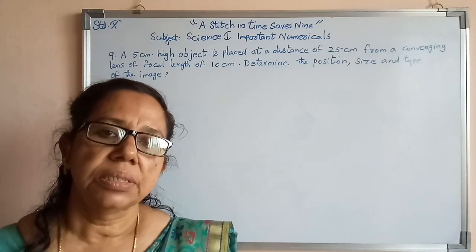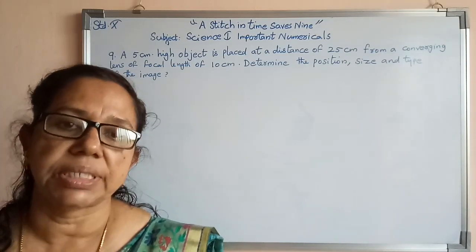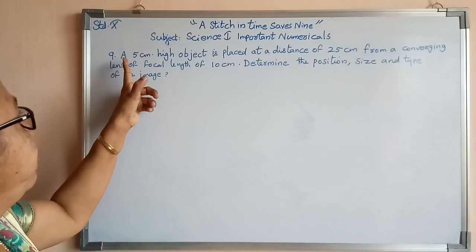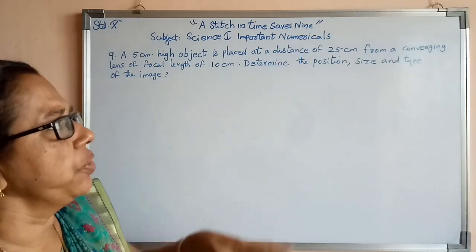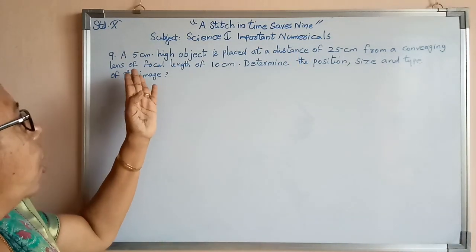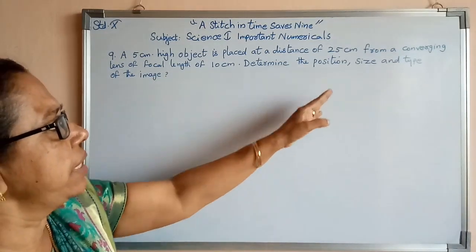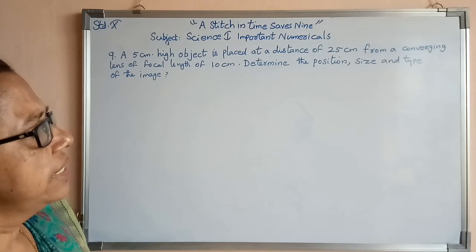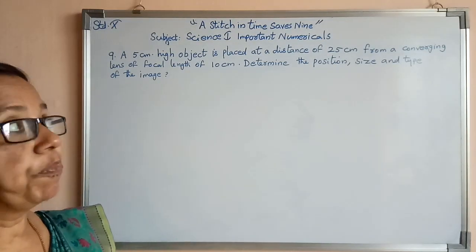Let us solve the next sum. Before solving that, we will read the question. A 5 cm high object is placed at a distance of 25 cm from a converging lens of focal length 10 centimeter. Determine the position, size and the type of the image.